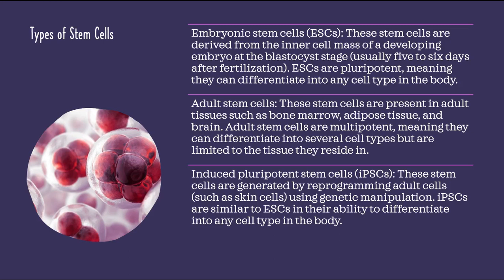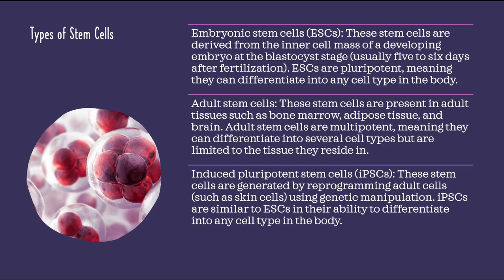Then about 5 days or so after conception, the first set of differentiation steps occurs, and you end up with something called a blastocyst. A blastocyst has an outer ring of cells, which give rise to the placenta, and an inner cell mass, which gives rise to every other type of cell in the body.